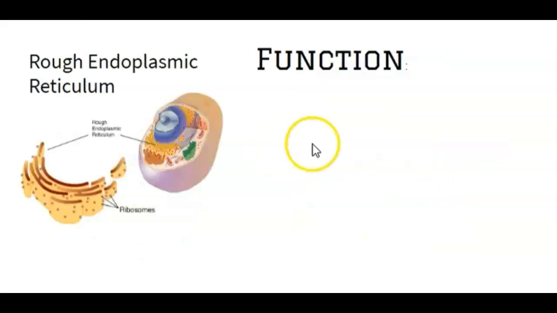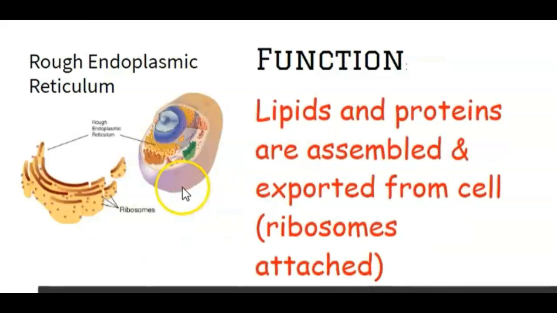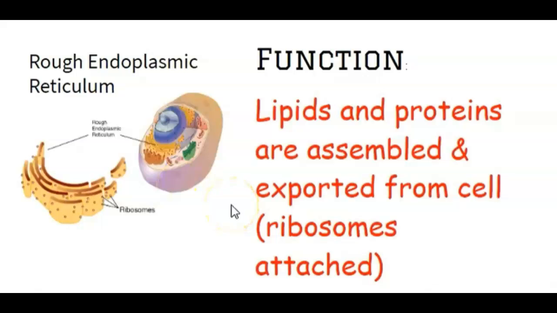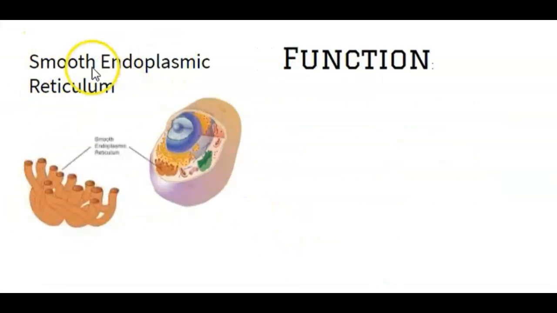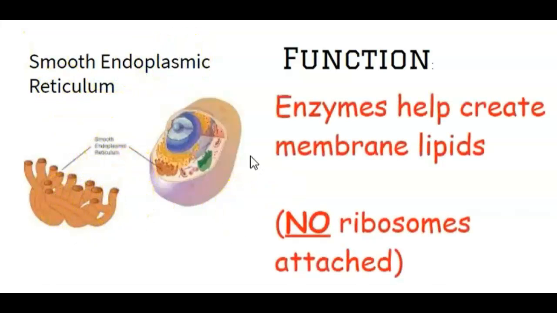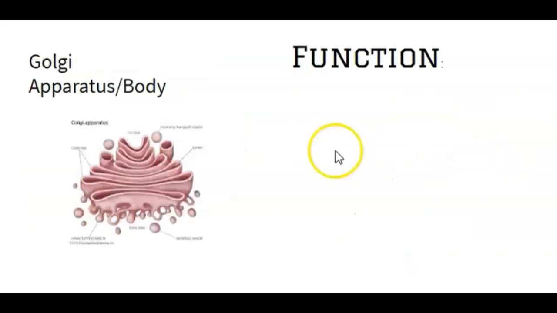The rough endoplasmic reticulum. This is where lipids and proteins are assembled and exported from the cell. The rough endoplasmic reticulum has the little ribosomes attached to it. Compared to the smooth endoplasmic reticulum, it does not have ribosomes on it, and this is where enzymes help create membrane lipids. And membrane lipids would be part of the cell membrane, and lipid is fat.